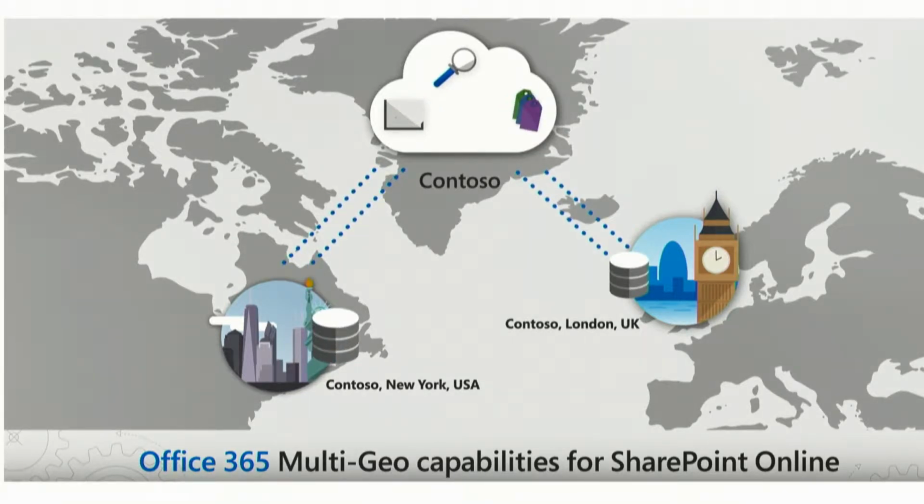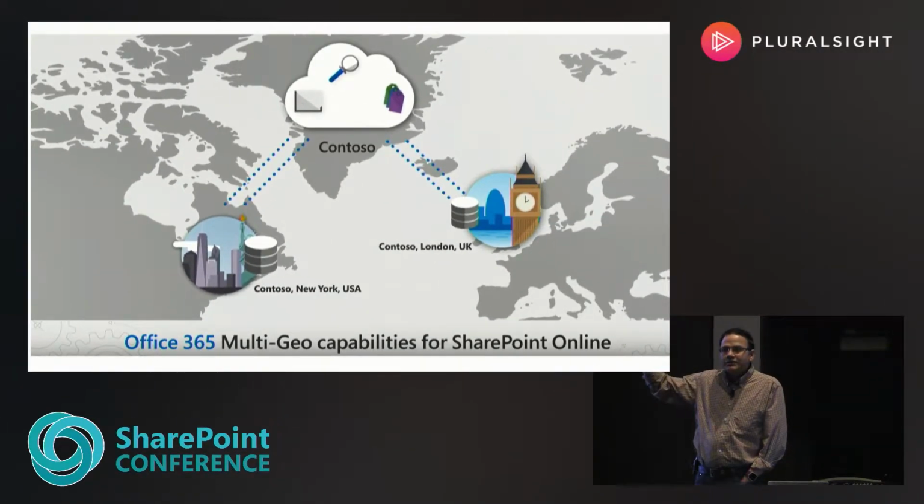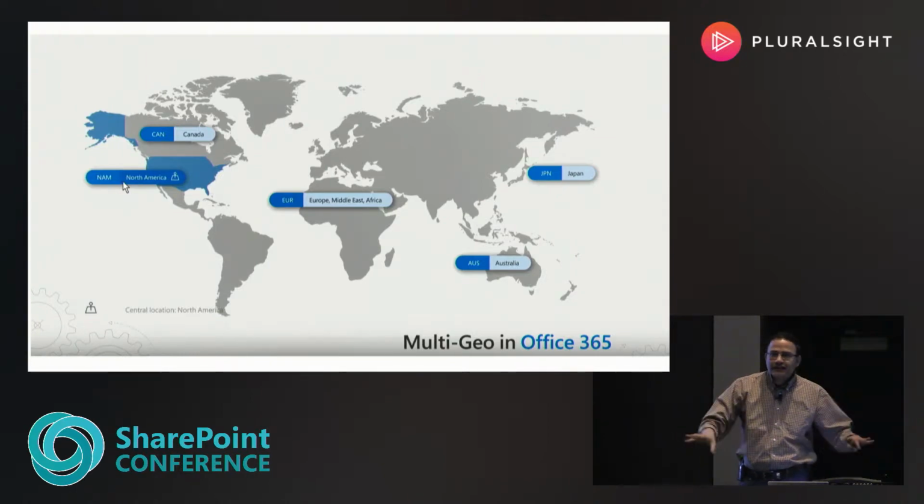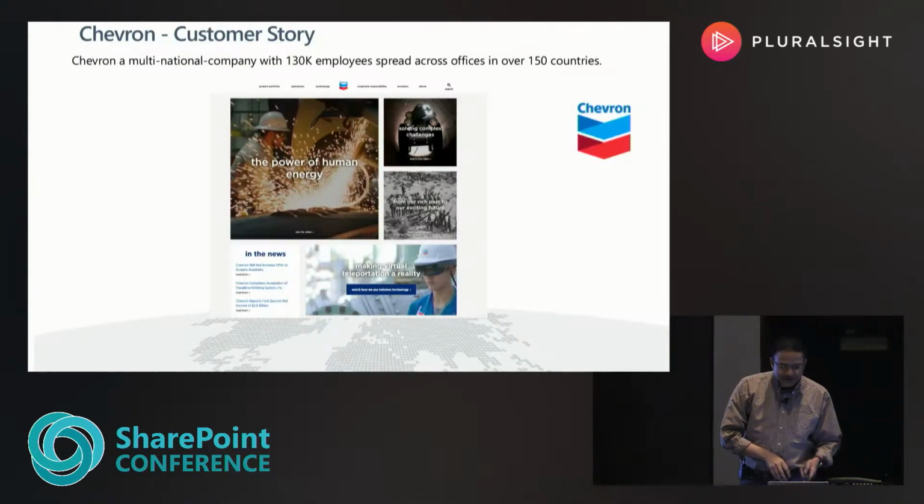Now with Office 365 multi-geo, you have a single tenant. That is the fundamental important piece I want you to internalize. It's a single enterprise tenant that is able to attach to multiple geographic locations.